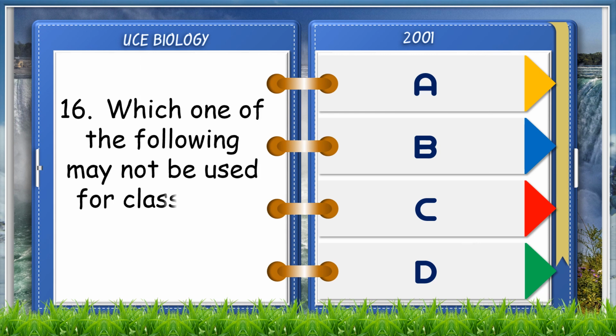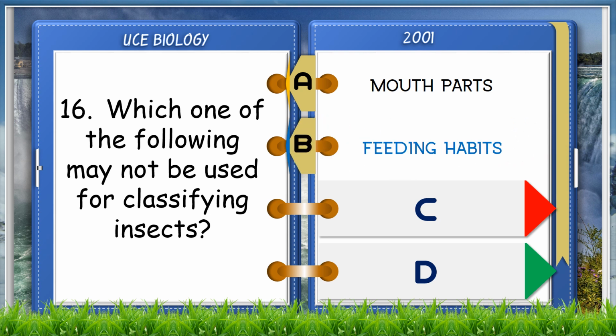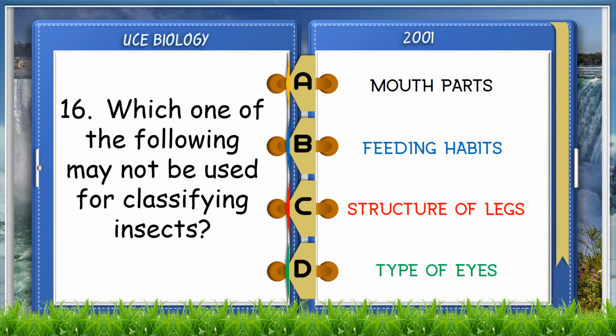Which one of the following may not be used for classifying insects? A. Mouthparts. B. Feeding habits. C. Structure of legs. D. Types of eyes. The answer is B. Feeding habits.